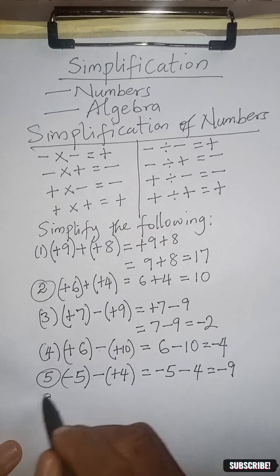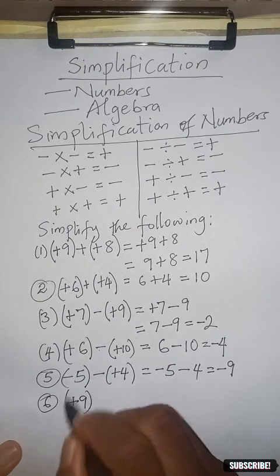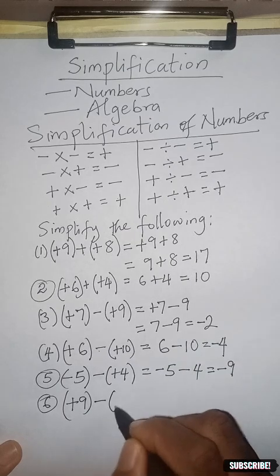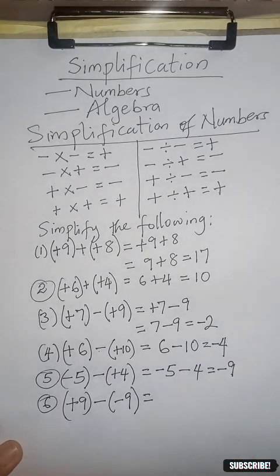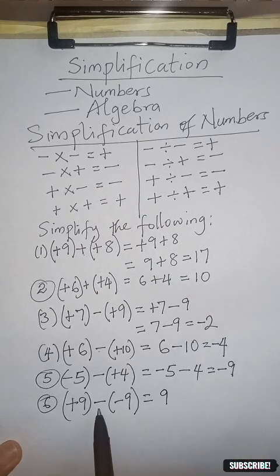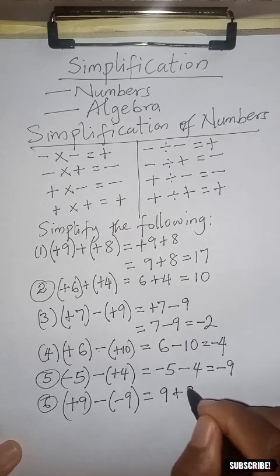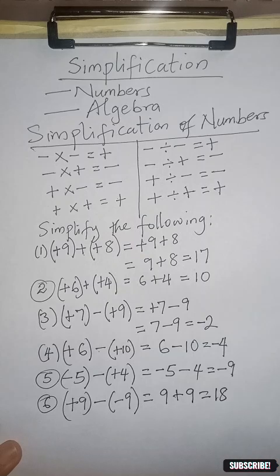Now let's try number 6. If I have plus 9 minus 9, what would be the value of my result? This is the same thing as 9 minus times minus, it's plus 9. 9 plus 9, this will give you 18.